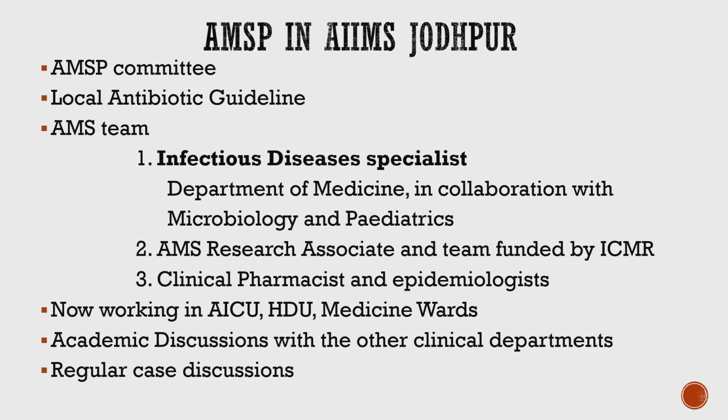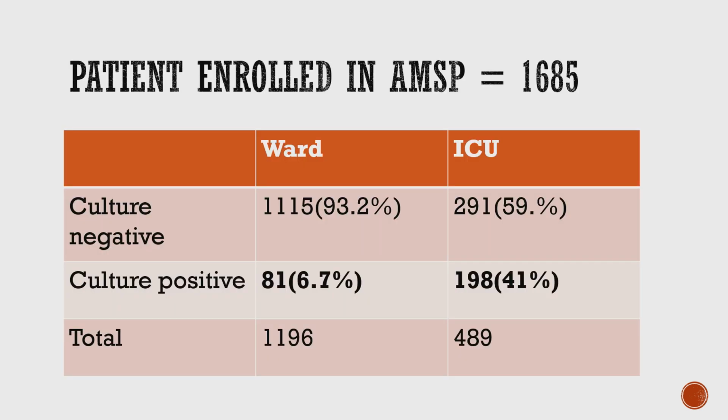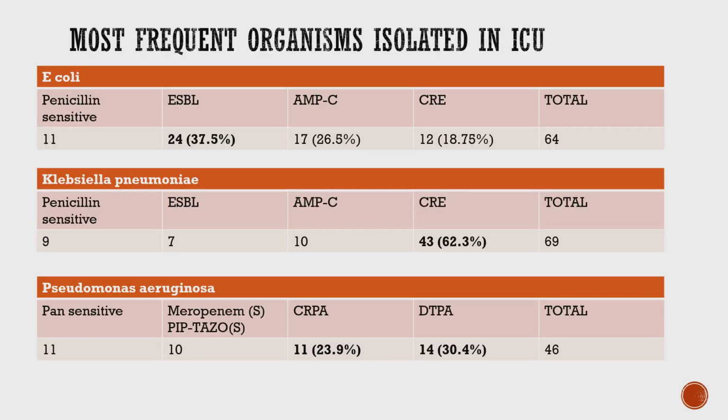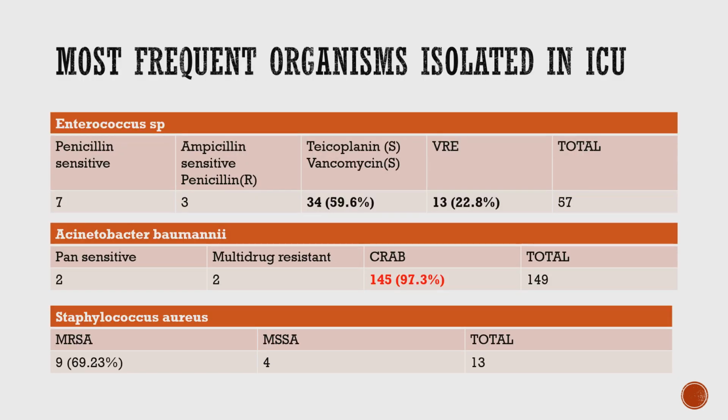So to date in the ICU and the ward, we have enrolled 1685 patients, and we are getting 6.7% culture positivity in the ward, and almost 40% culture positivity in the ICU. As we have discussed, the common organisms in the ward are E. coli, Klebsiella, Pseudomonas, and similarly in the ICU, E. coli, Klebsiella, Pseudomonas, and Staph aureus, Enterococcus, and CRAB, carbapenem-resistant Acinetobacter. It is very, very common in the ICU and very commonly associated with ventilator-associated pneumonia.